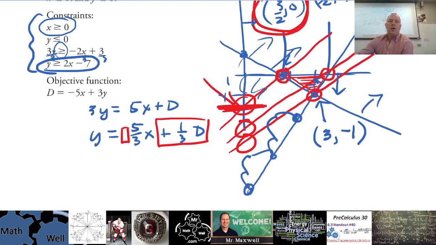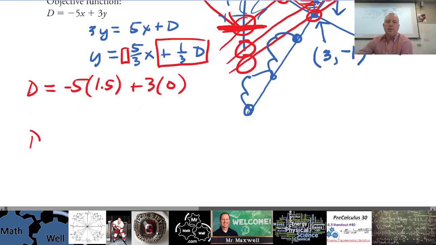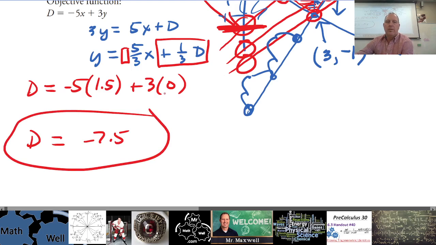So then you go d equals -5. What's the x value of this one? That's 3 over 2, or 1.5. And then plus 3 times 0. Okay, so d equals -7.5. That's going to be your maximum value there.